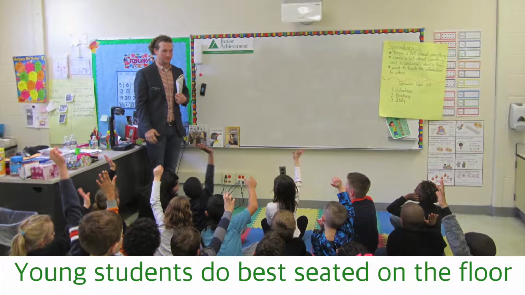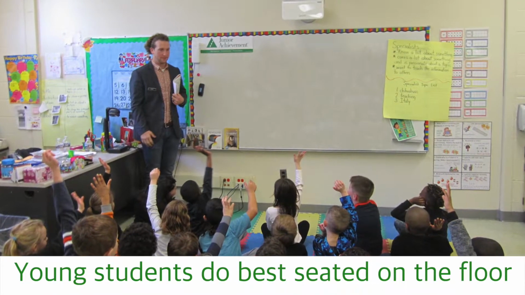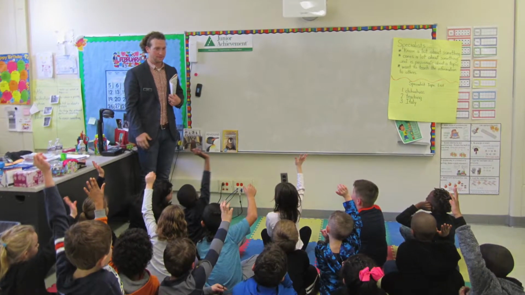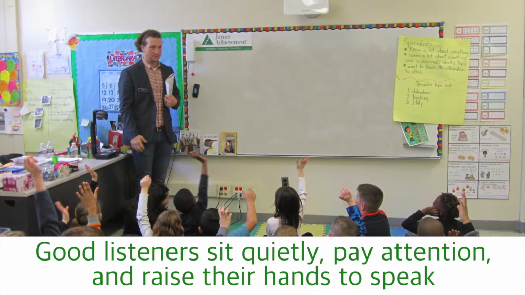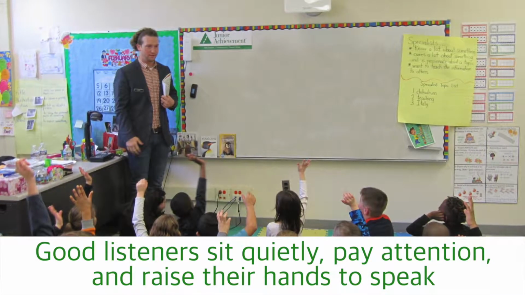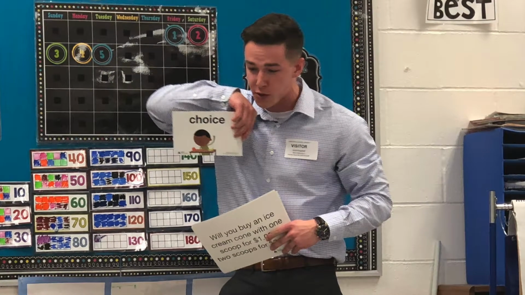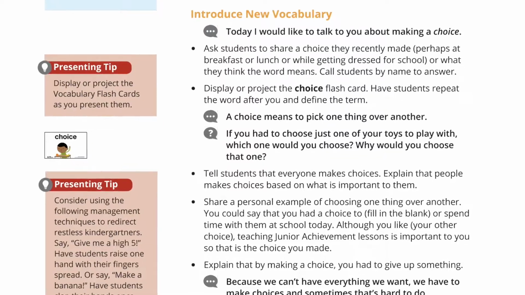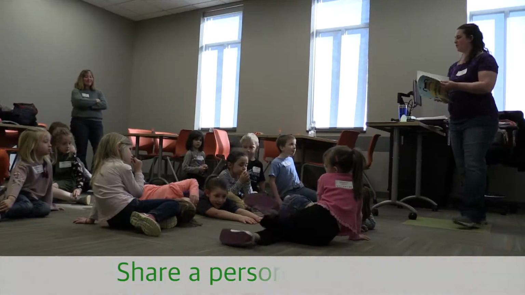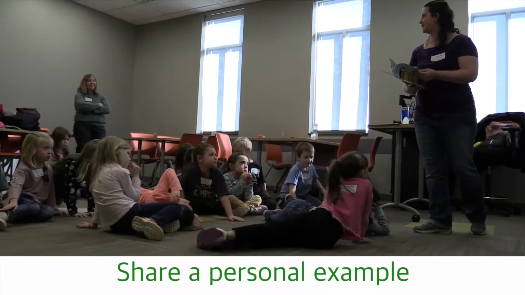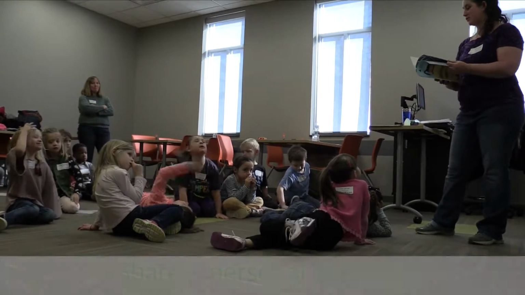Young students often do best seated on the floor in a semicircle around the presenter. Remind students that good listeners sit quietly, pay attention, and raise their hands to speak. Project or display the choice vocabulary flashcard and ask the questions as listed in your guide. Share an example with the class about a time you had to make a choice.